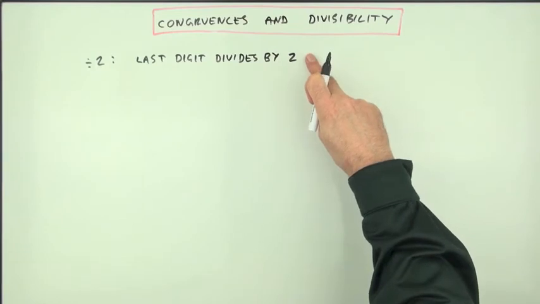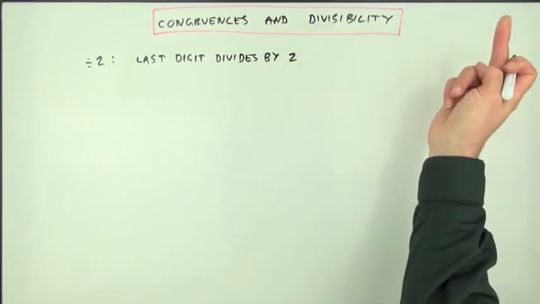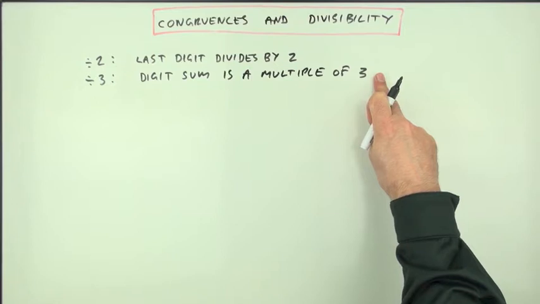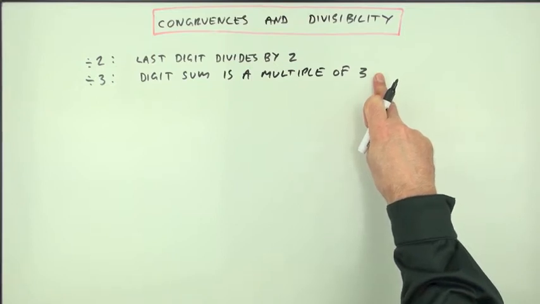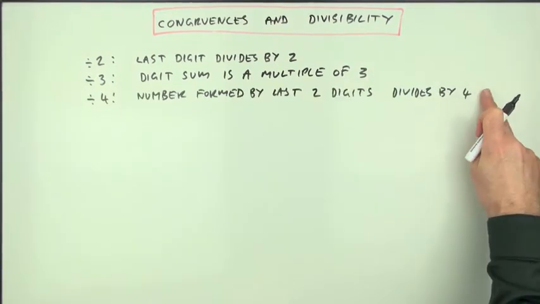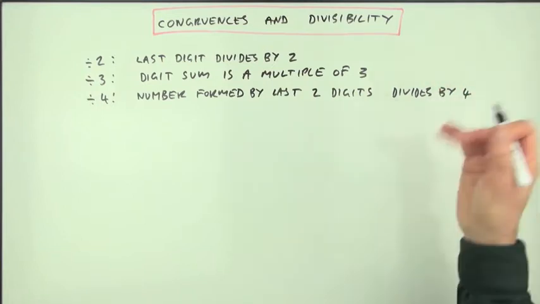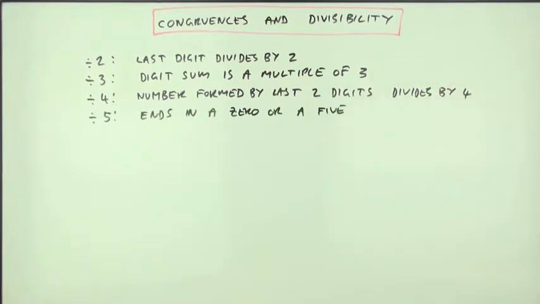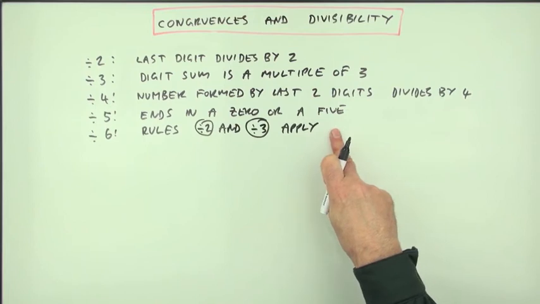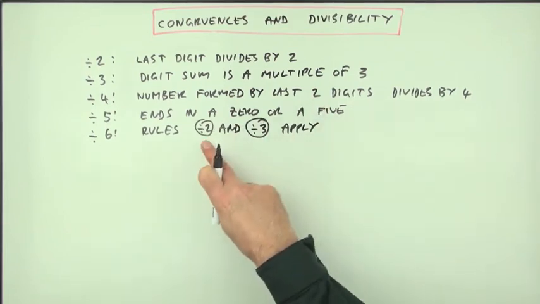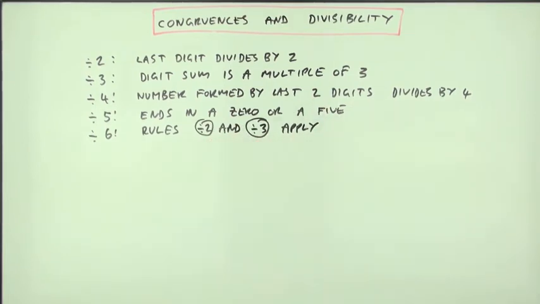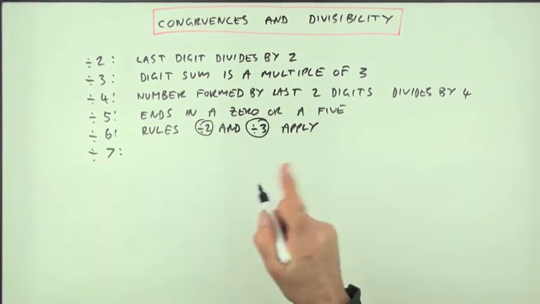Simple one, divides by 2: the last digit divides by 2, so even numbers. Divides by 3: the digit sum, when you add up all the digits in the number, turns out to be a multiple of 3. Divides by 4: the last 2 digits form a number which divides by 4. Divides by 5: easy one, ends in a 0 or a 5. Divides by 6: the rules for divide by 2 and divide by 3 apply. In other words, it has to be an even number, and the digit sum has to be a multiple of 3. Divides by 7? Not yet.